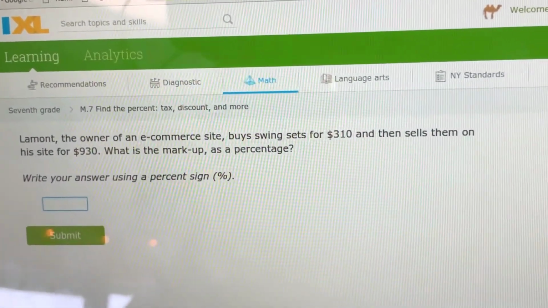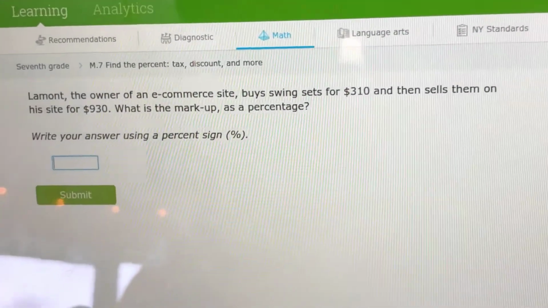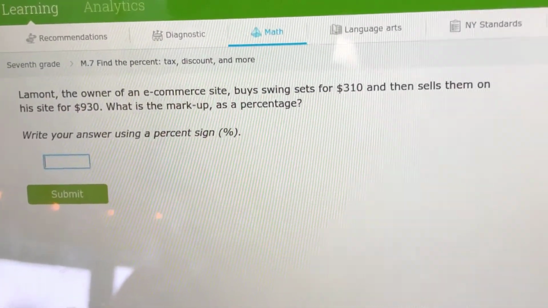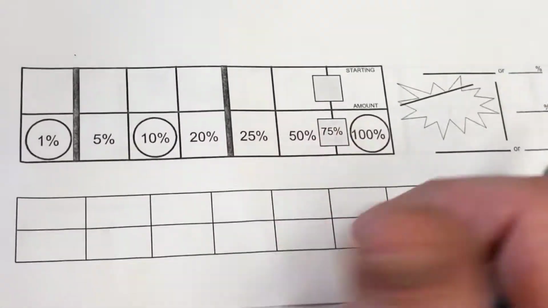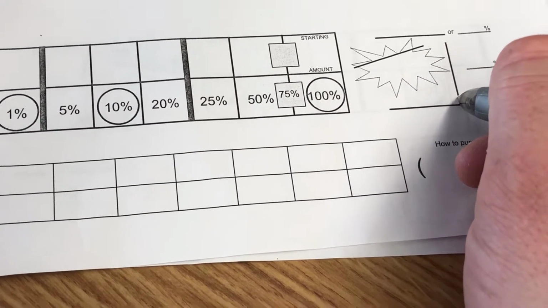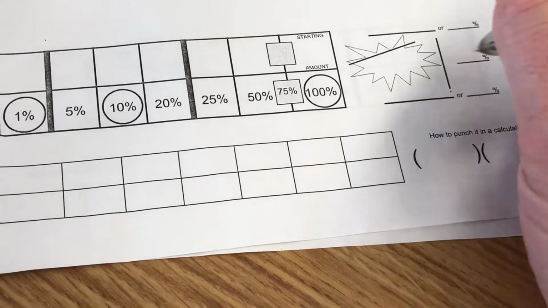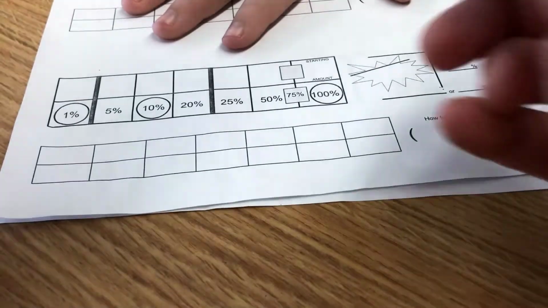All right, Lamont, the owner of the e-commerce site, buys swing sets for $310 and then sells them on his site for $930. What is the markup as a percentage? All right, so we are marking up, which means we want to draw our arrow showing that our price is going up, correct? All right, hold the paper for me. Perfect.